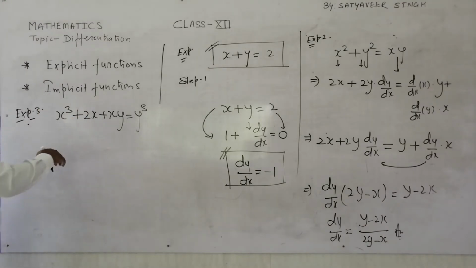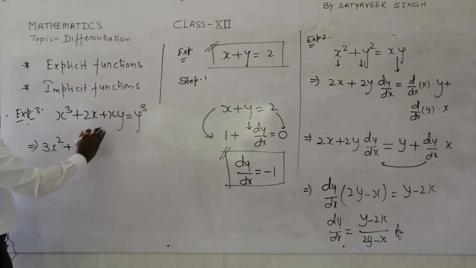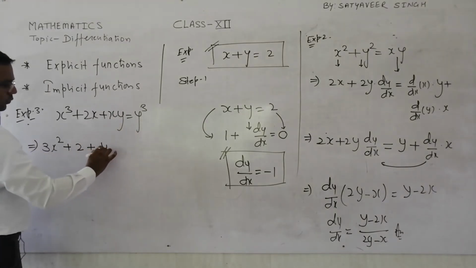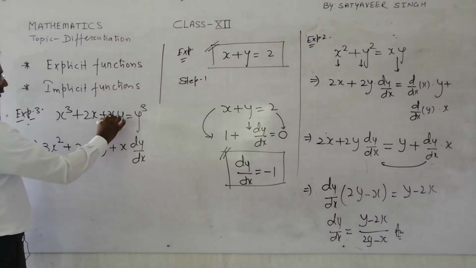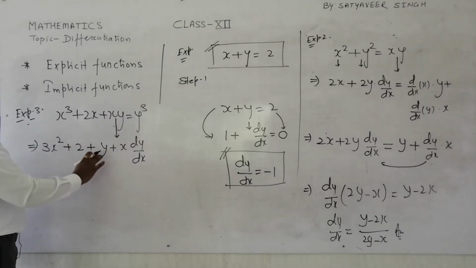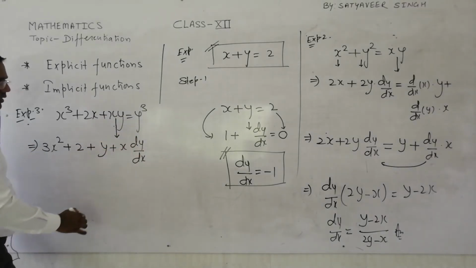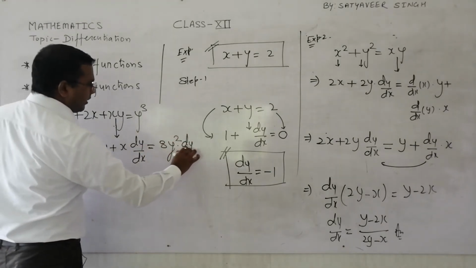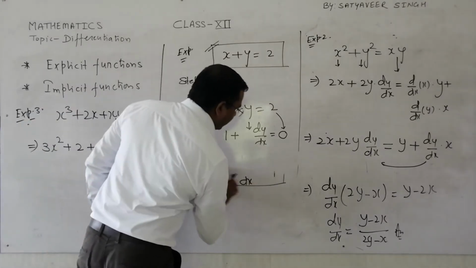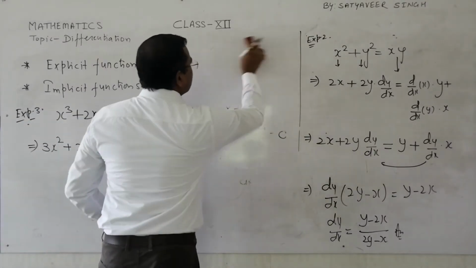So same procedure, we will differentiate both sides of the equal sign with respect to x. So you can write for this x cube, 3x square, 2x, it is 2 only. Product rule I will apply here. So it is y plus x dy by dx. This one, differentiation of the xy, it is y plus x dy by dx using the product rule. And this is 3y square into dy by dx. So you can easily understand now.